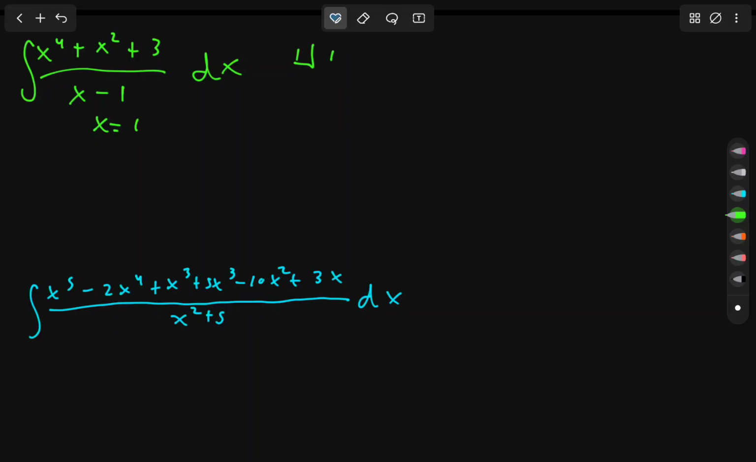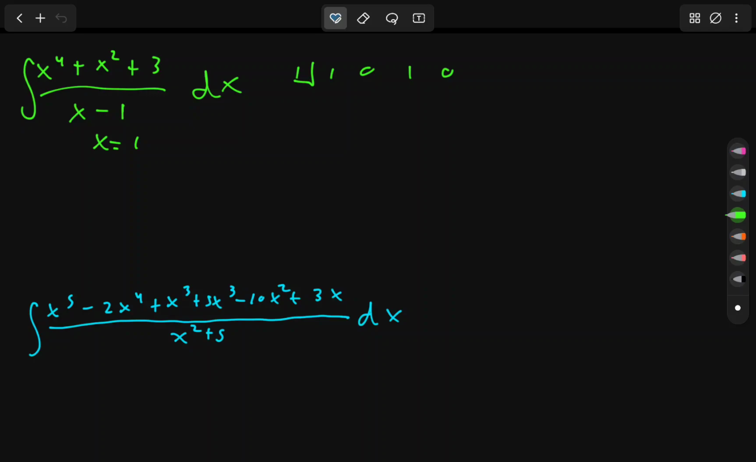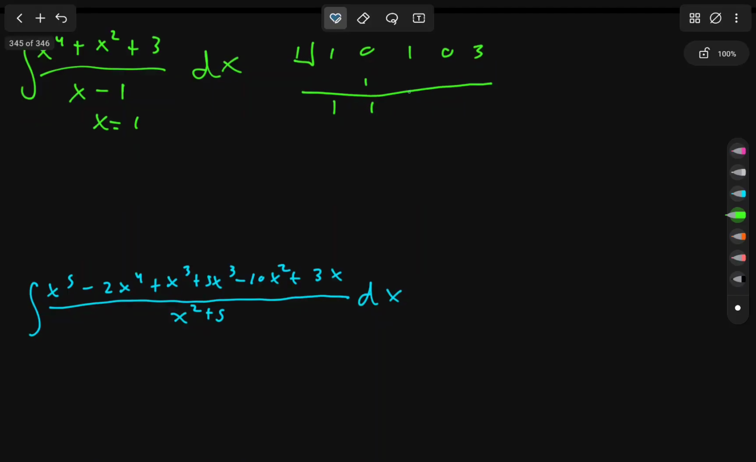Then we have the coefficient of x cubed, which is 0. The coefficient of x squared, which is 1. The coefficient of x, which is 0. And finally, the coefficient of the constant, which is 3. Alright. Well, we drop it down. We get 1 times 1, that is just 1. Sum it up. We get 0 plus 1, 1. 1 times 1 is 1.